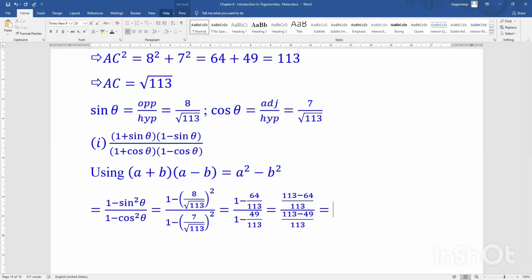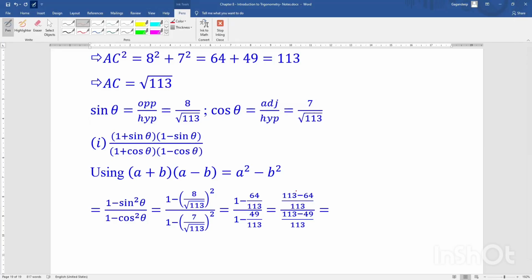Let me show you. Here we are going to take geometry as 1, here also 1. So first 1 into 113 is 113, and 1 into 113 is 113 here. And then 1 into 64 is 64. Similarly, 1 into 113 is 113, 1 into 49 is 49, and then 1 into 113 is 113.